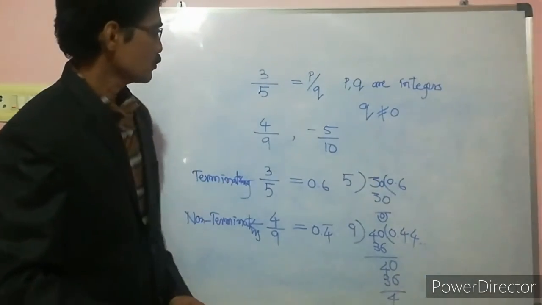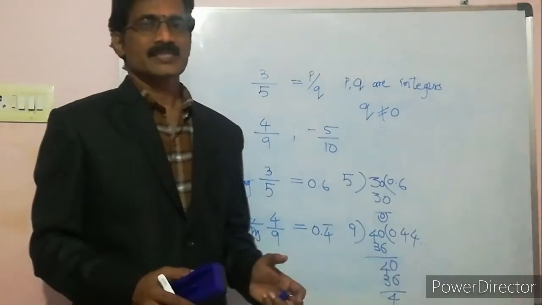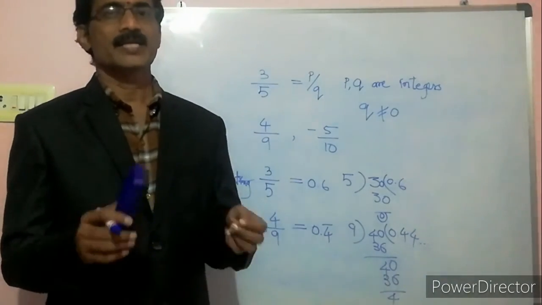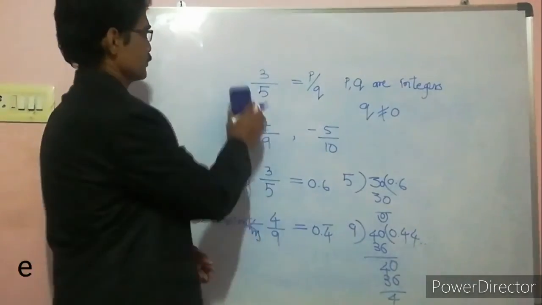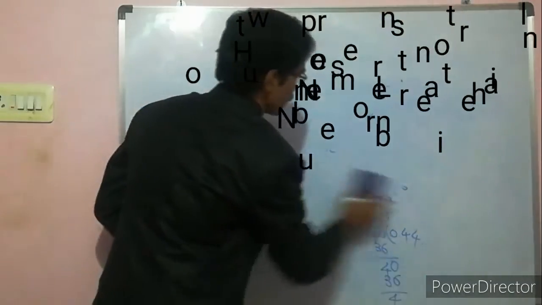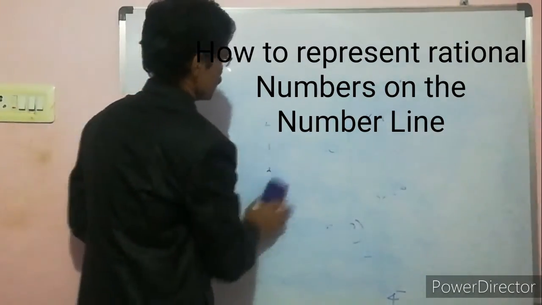Now we shall take some rational numbers and see how to represent them on the number line. Let us see how to represent the given rational numbers on the number line.